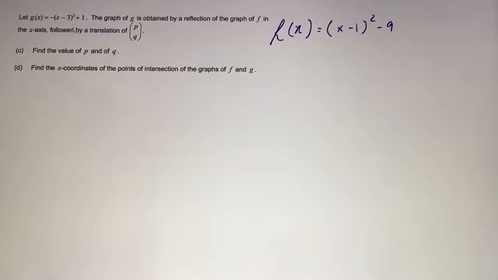Let g(x) be negative (x minus 3) squared plus 1. The graph of g is obtained by a reflection of the graph of f in the x-axis, followed by a translation of the vector PQ. C. Find the value of P and of Q.